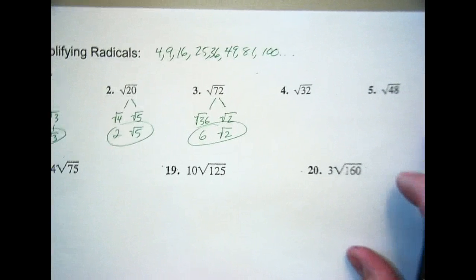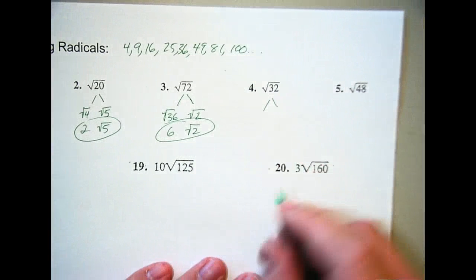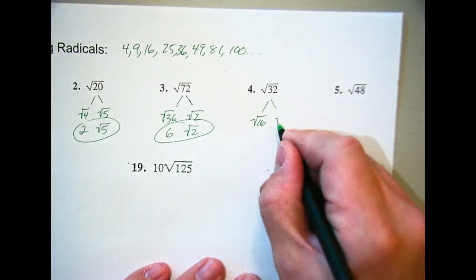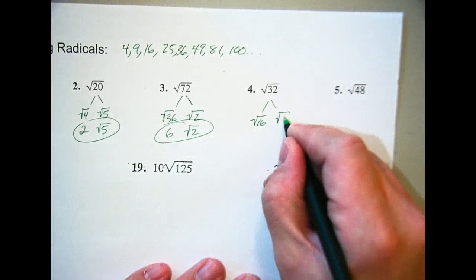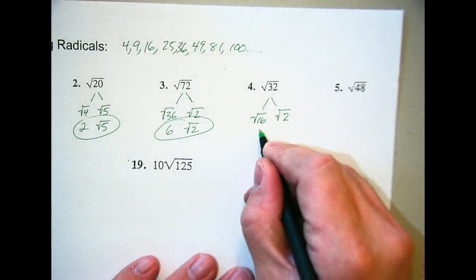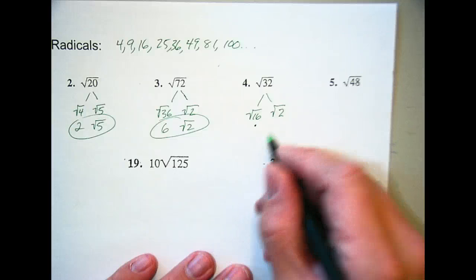Rory, number 4, perfect square that goes into 32. 16. Root 16 by what, Carson? 2. Okay, Maddie, what does that simplify to? 4 root 2. 4 root 2.